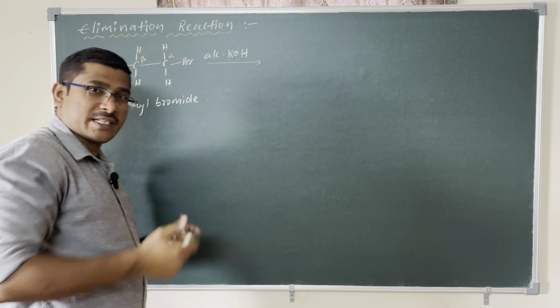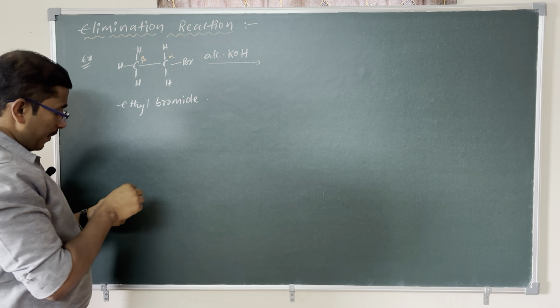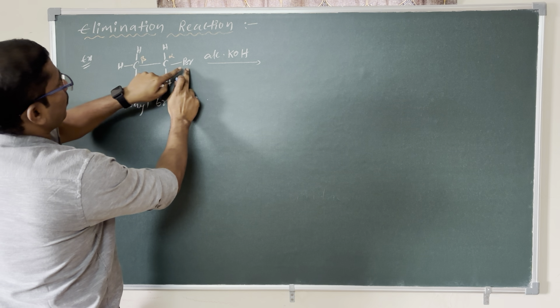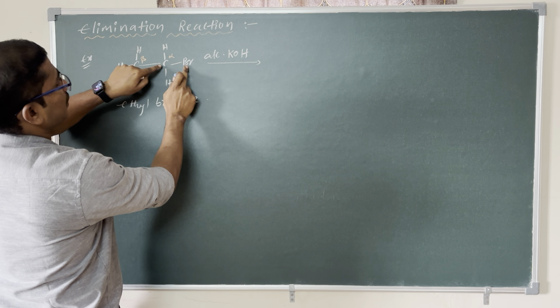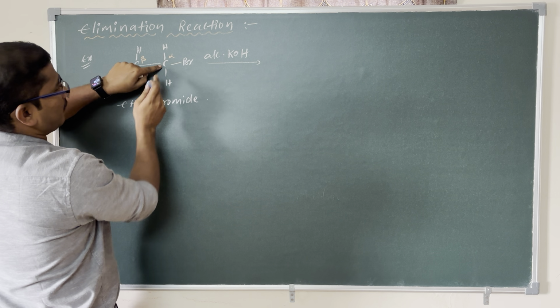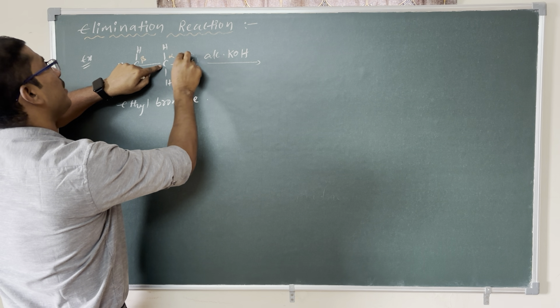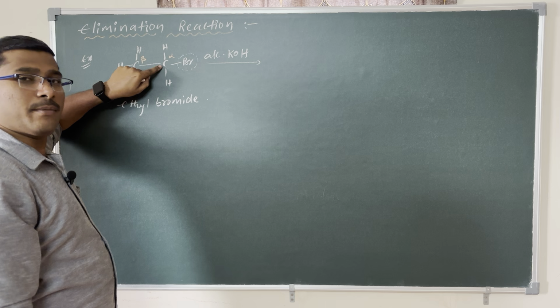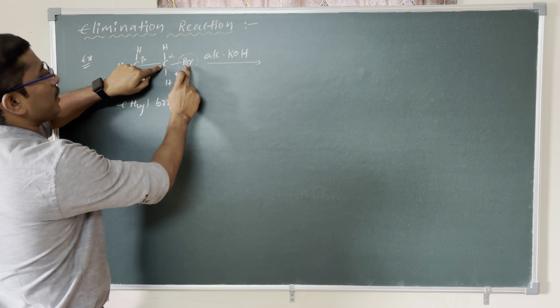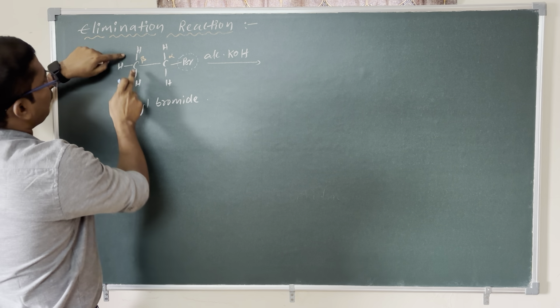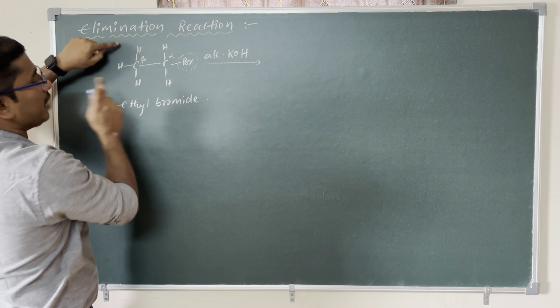How can the elimination process occur? See here, the halogen which is directly bonded to the alpha carbon atom, the bromine, will be eliminated from the alpha carbon atom. From the beta carbon atom, hydrogen will be eliminated here.